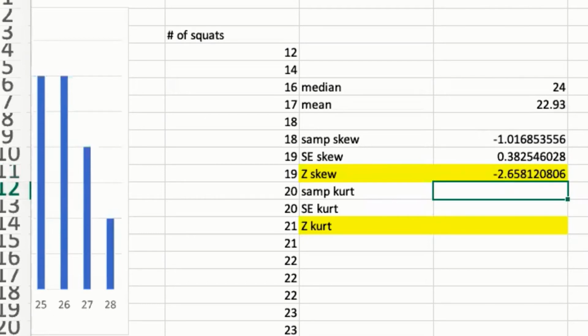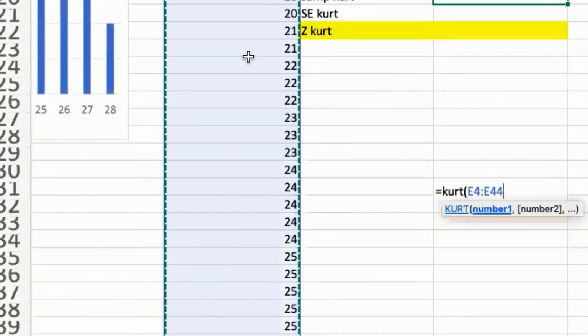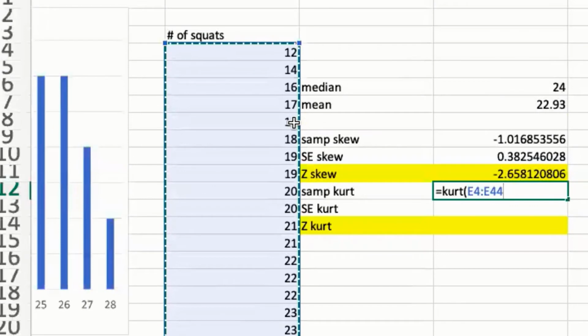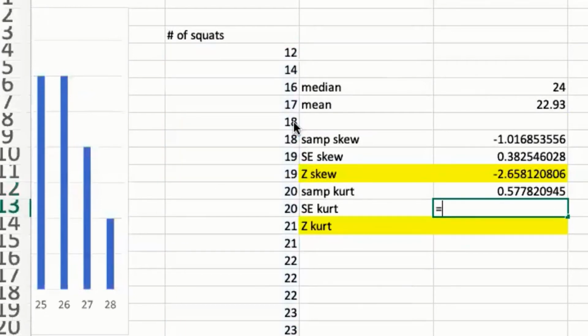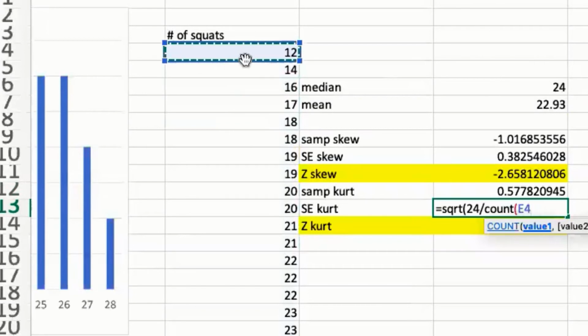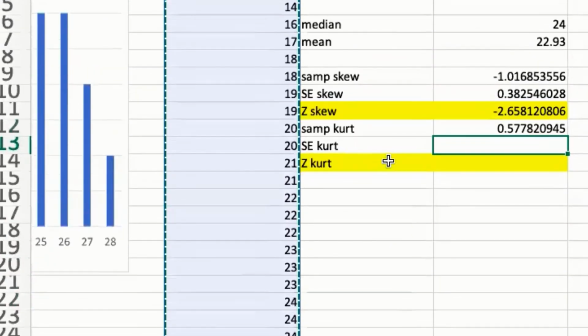We would do kurtosis in a similar way. So equals curt, insert your range of data. That'll give us our sample kurtosis. Standard error is going to be the square root of 24 divided by the sample size. So again, we can use the count function to find the sample size.